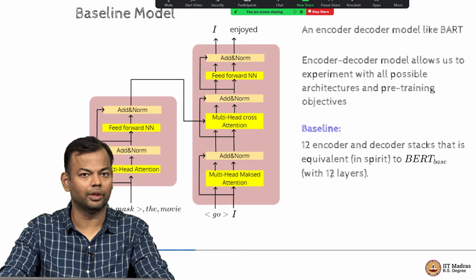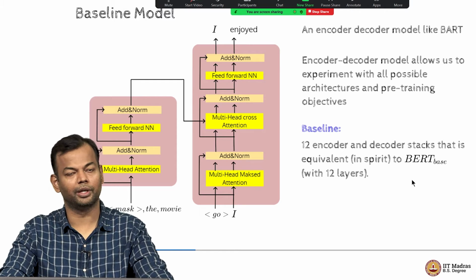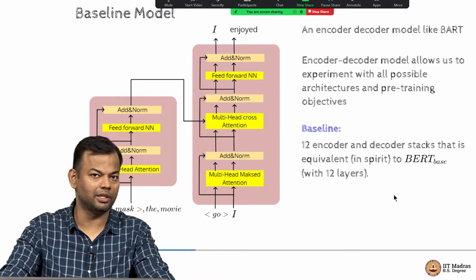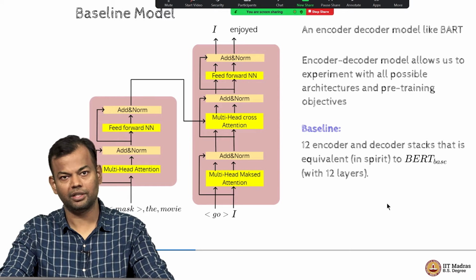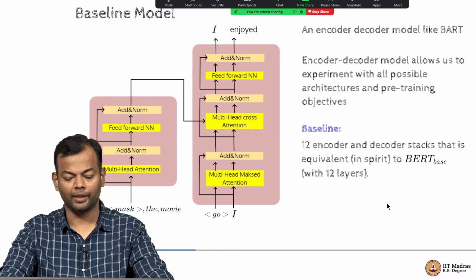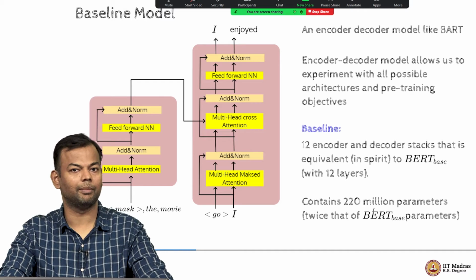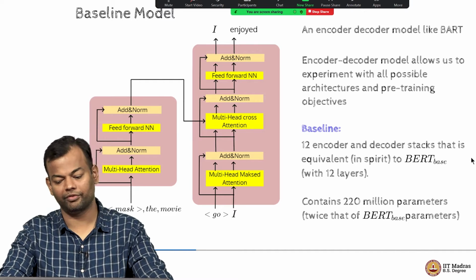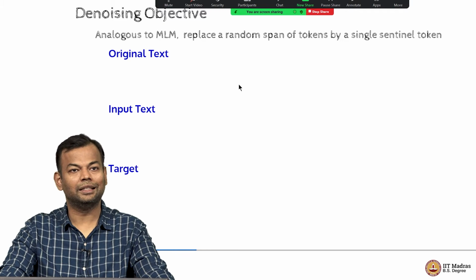And we'll do this exact comparison of how much larger it was compared to BERT base, and how do you say that these two models are equivalent or not, and how do you make them equivalent if you want to do a fair comparison, right? So all those discussions will come. Right now, we're just looking at what the model looked like, and it has 220 million parameters, as I said, twice the number of BERT base parameters. Okay, and it was trained using the denoising objective.